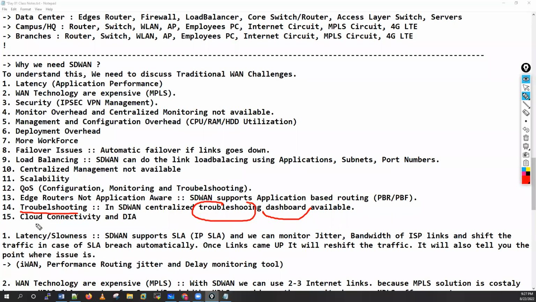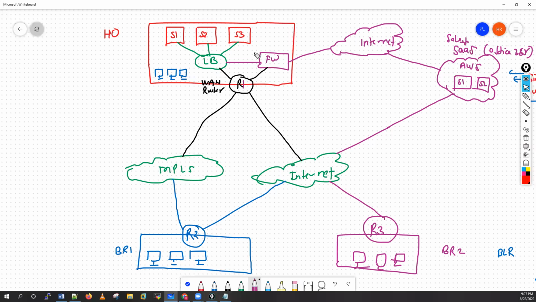Now let's discuss cloud connectivity and DIA, because this is also one of the biggest challenges now. Due to COVID, you have seen all the applications which we were having on-prem have been migrated to the cloud environment, guys, right? For redundancy purposes, if there is some issue with your data center, we can access your application from the cloud environment, right?